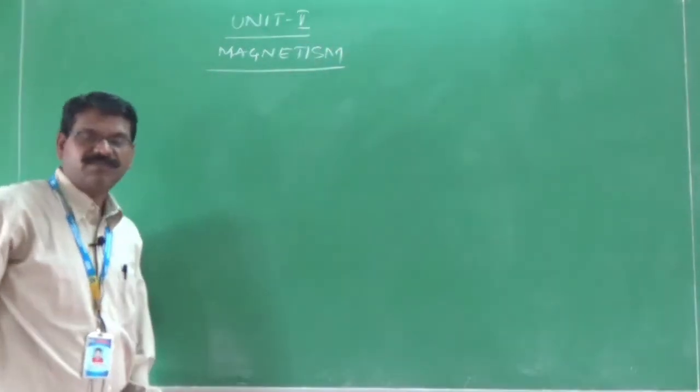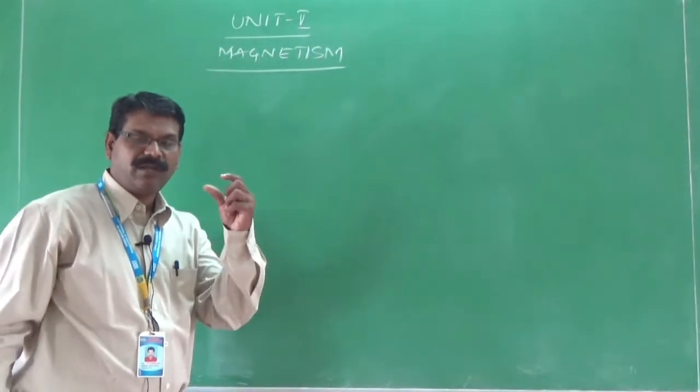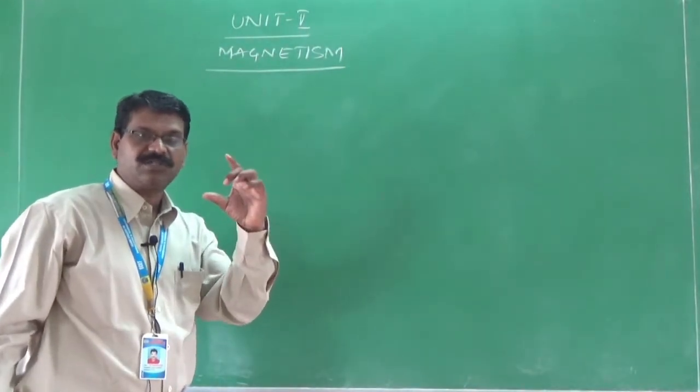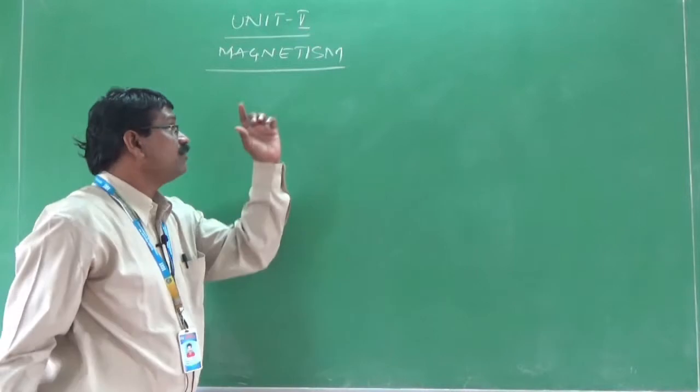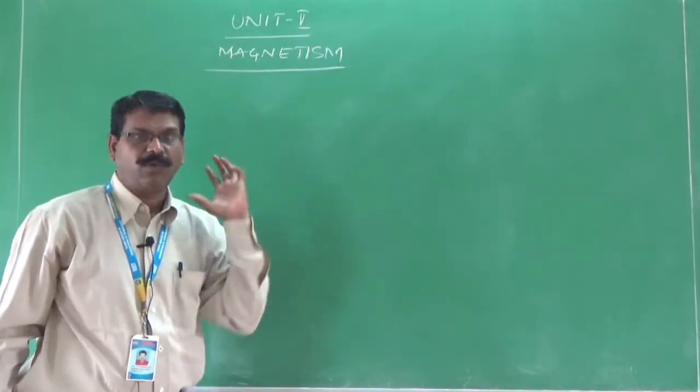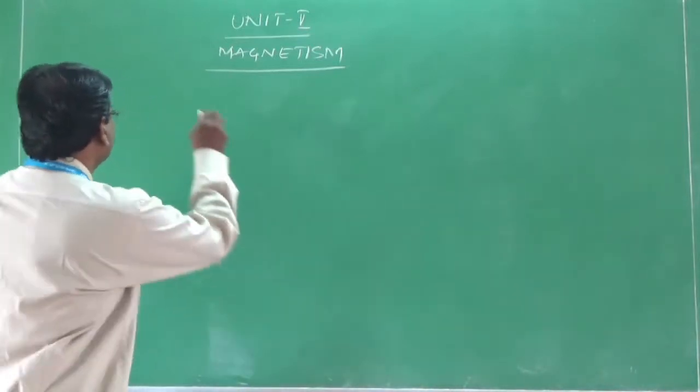In this unit, my dear students, I would like to explain the basic definitions related to magnetism. The first one is magnetic dipole. Let us see what is a magnetic dipole.